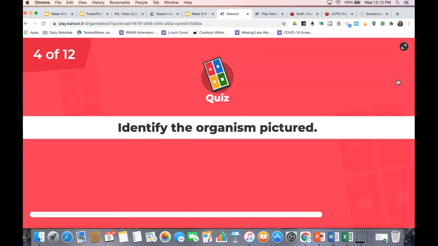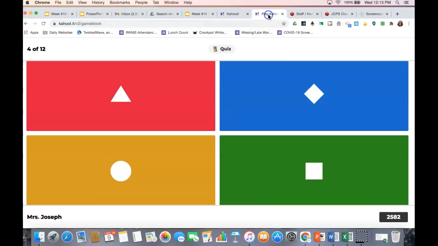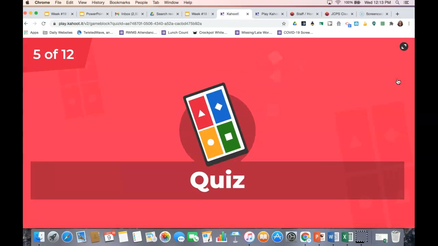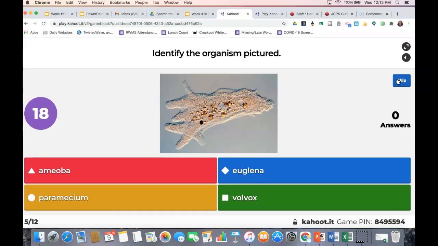Identify the organism pictured. So here we see an organism that's green, has a flagellum, so that is going to be our euglena. Okay. Question number 5 has a picture again. We have to identify the protist. These are our pseudopods morphing out with the cytoplasm. That's cytoplasmic streaming, right? So this is going to be our amoeba.